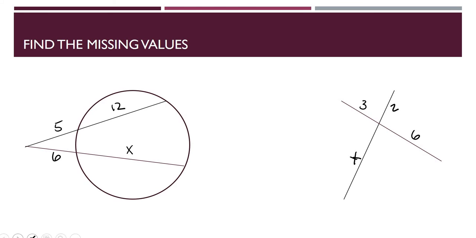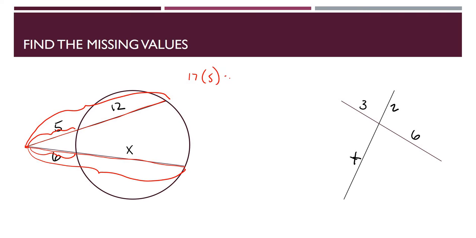Oops, I need the whole picture. So on this one, here's my point. I've drawn one line this way, another line this way. So the product along this line to the far side of the circle times the distance to the near side should equal the product of the distance to the far side, again, times the near side. So let's see. The long one is 17 times 5.